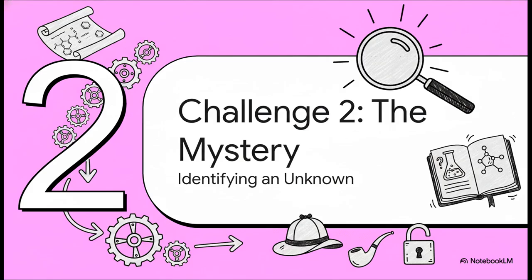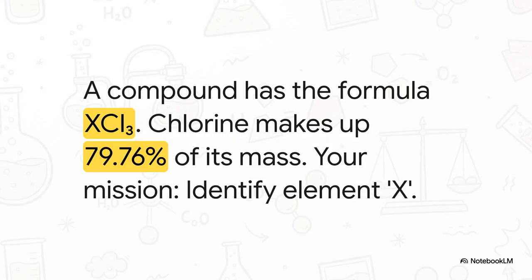Let's level up a bit for our next challenge. We're going to switch hats now, from architect to detective. It's time to solve a mystery. So here's the case file. We've got this compound with a mystery element, we'll call it X, and it's bonded to 3 chlorine atoms. But we have one crucial piece of evidence. We know that chlorine makes up exactly 79.76% of this compound's total mass. Our mission is to figure out the identity of our mysterious element X.